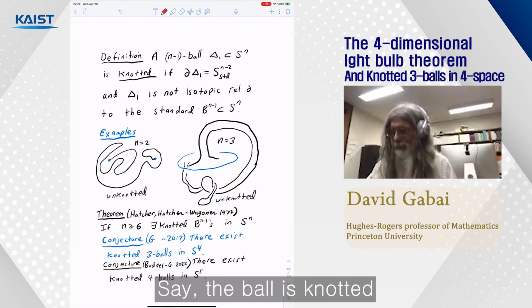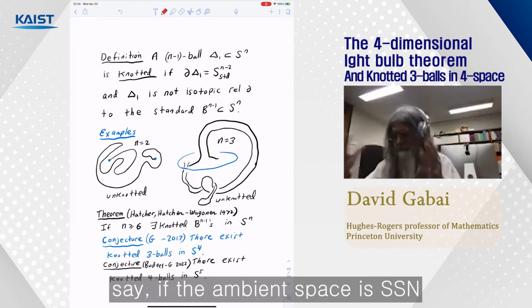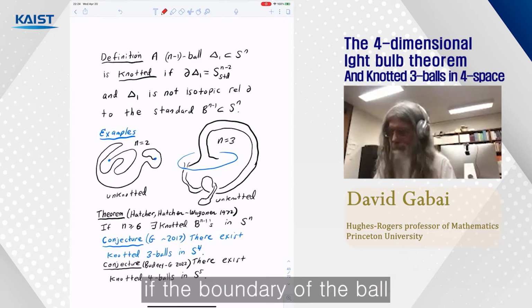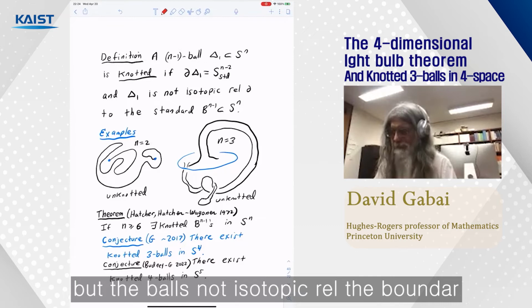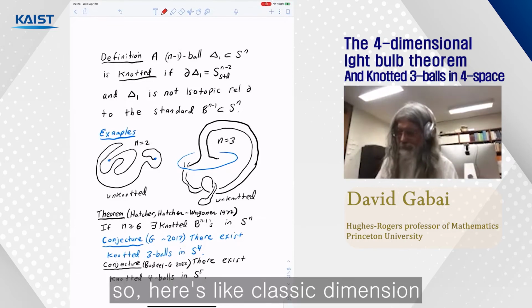We'll say a ball is knotted, if the ambient space is Sn, if the boundary of the ball is a standard n-2 sphere, but the ball is not isotopic relative boundary to the standard n-1 ball.